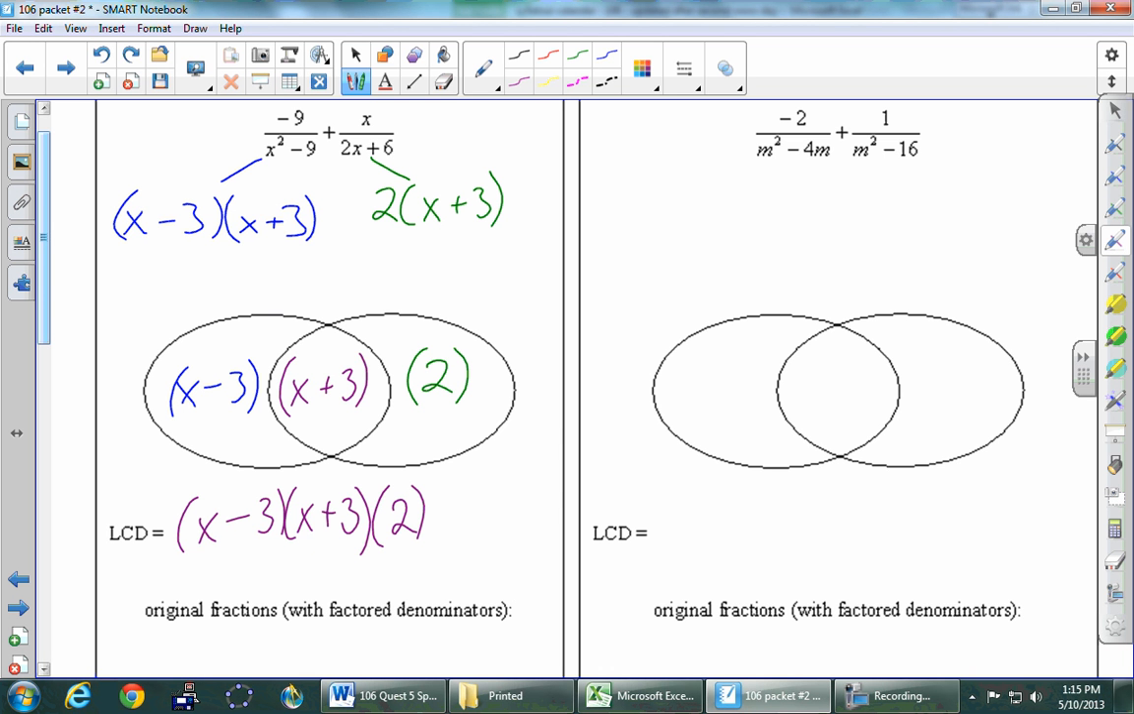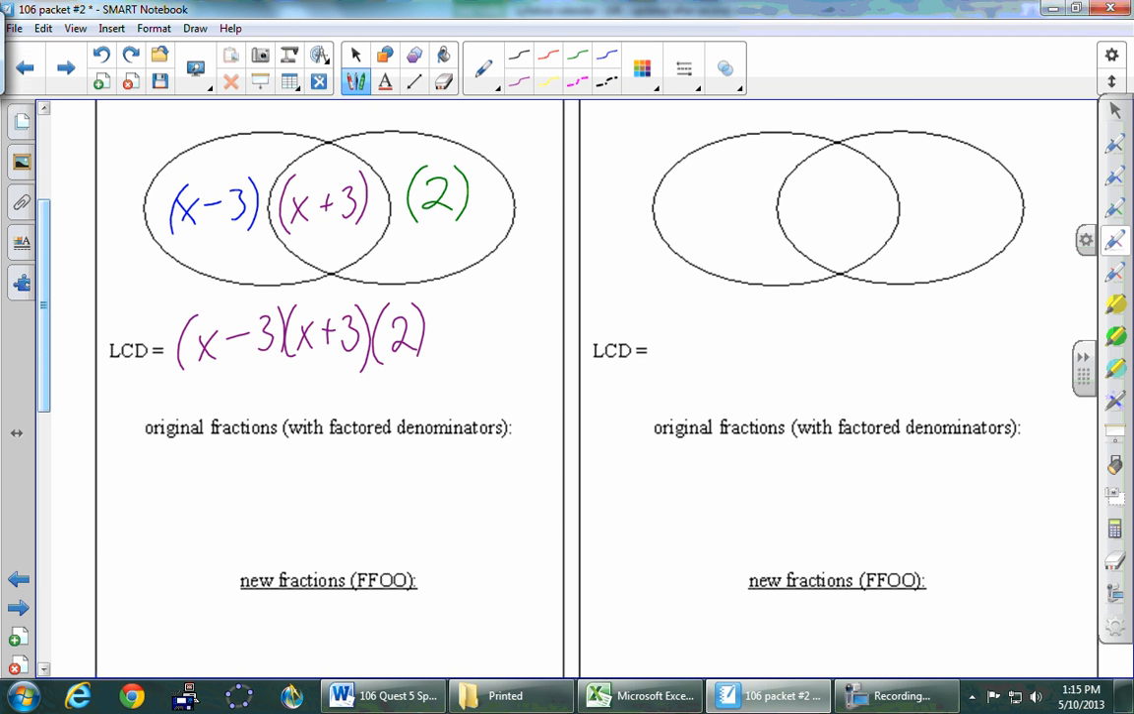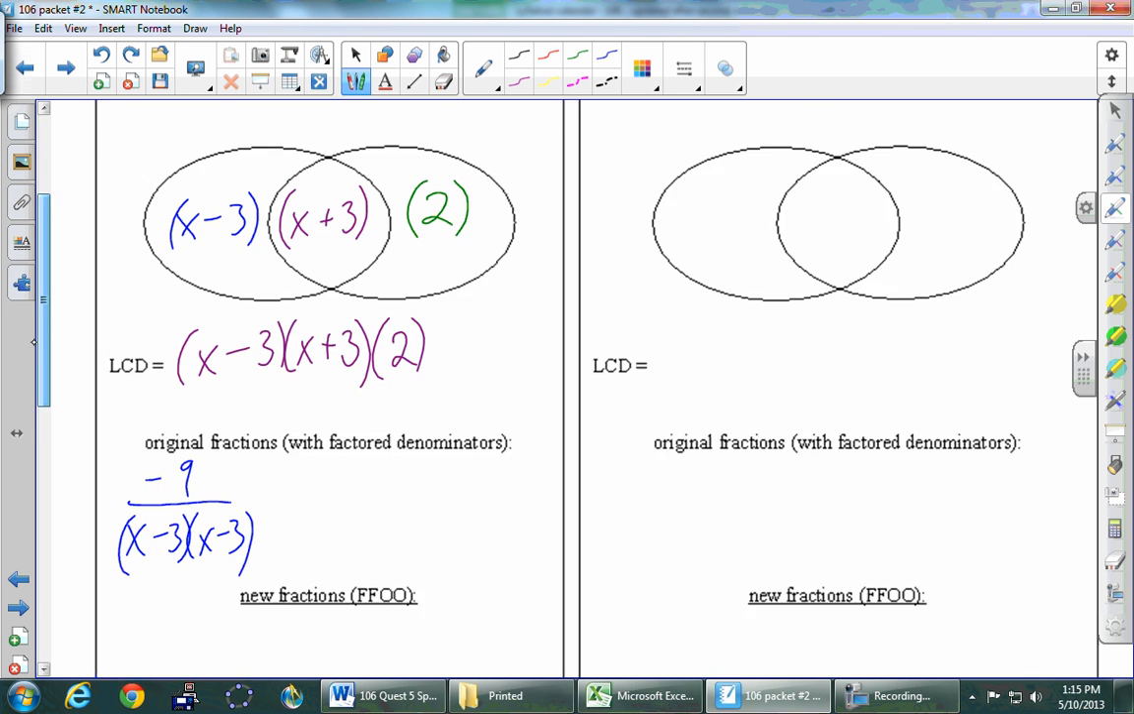Okay, now we're going to rewrite our original fractions, but in factored denominator form. So that minus 9 over, just put the factored version of the downstairs. So minus 9 over x minus 3, x plus 3. And the other fraction, again, write it with the factored denominator.